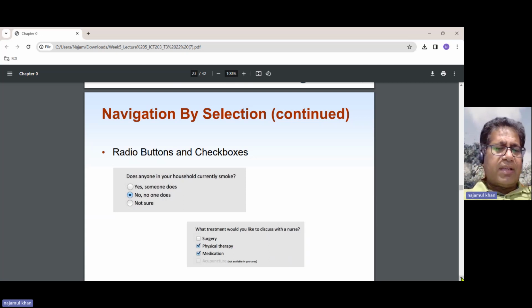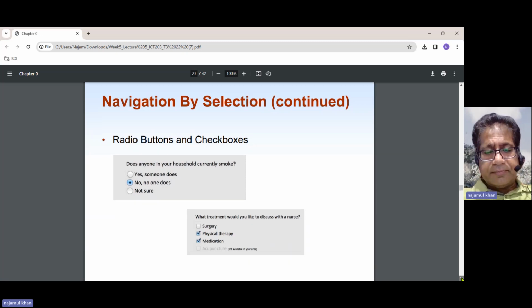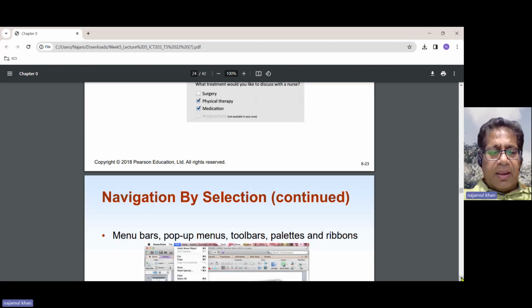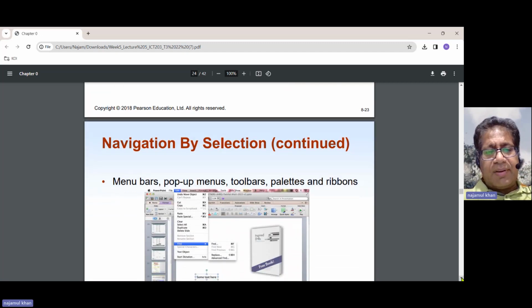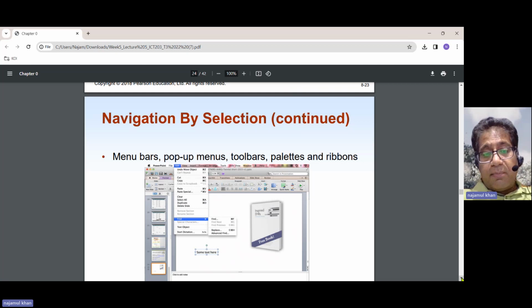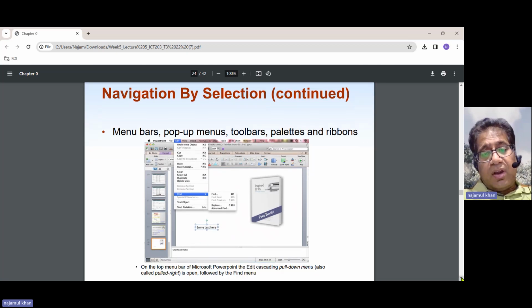So these are good examples of user interface design, where a designer spends time and puts effort to design it as simple as it possibly can be. I'm sure you would have seen that as well. Navigation by selection, menu bars, pop-up menus, toolbars, palettes, ribbons, they're all part of a website.